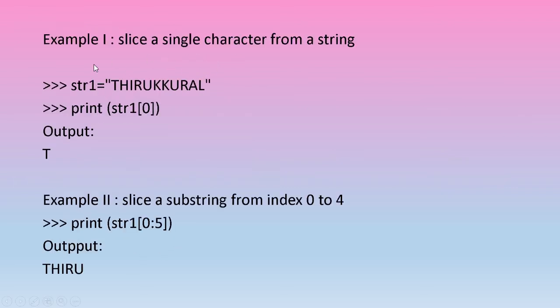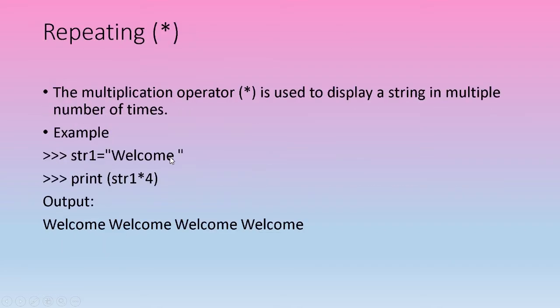For example, str1 is equal to Tirukural. Print str1 of 0. You know the index starts from 0, so this is 0, 1, 2, 3, 4, like that it goes. So str1 of 0 means only a single character I am taking. The index is 0, so T will be displayed.